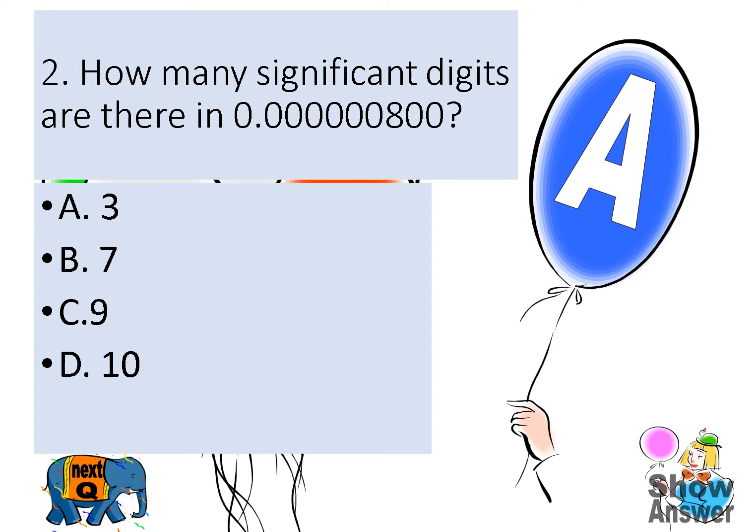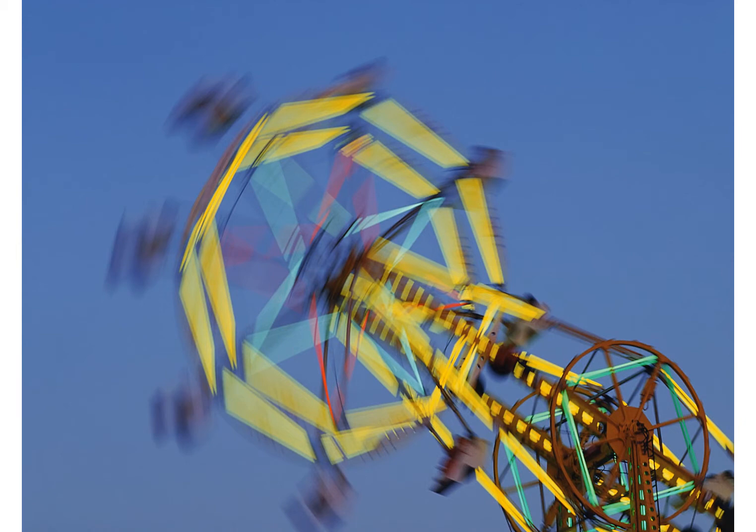one of the rules in identifying significant digits is that zeros appearing in front of the non-zero digits are not significant. So therefore, these zeros here are not counted as significant digits. So we have only 1, 2, 3. So we have 3 significant digits. So the answer is letter A. Let's have the next.